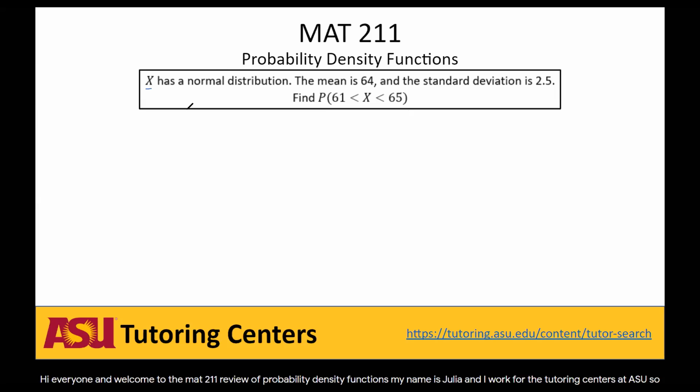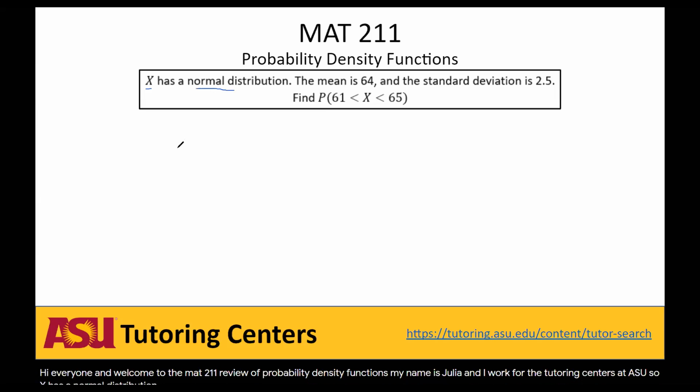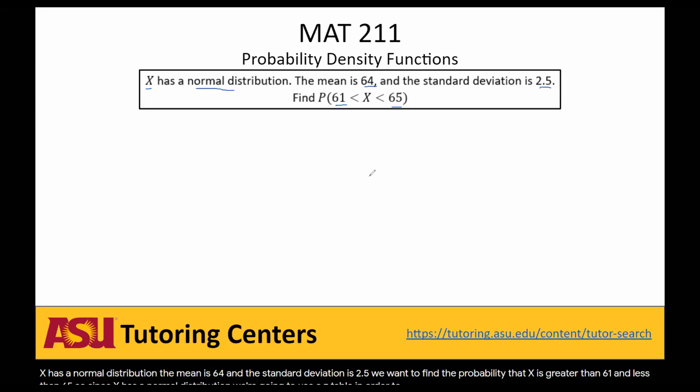So, X has a normal distribution. The mean is 64, and the standard deviation is 2.5. We want to find the probability that X is greater than 61 and less than 65. So since X has a normal distribution, we're going to use a Z-table in order to find our values, our probability range here.